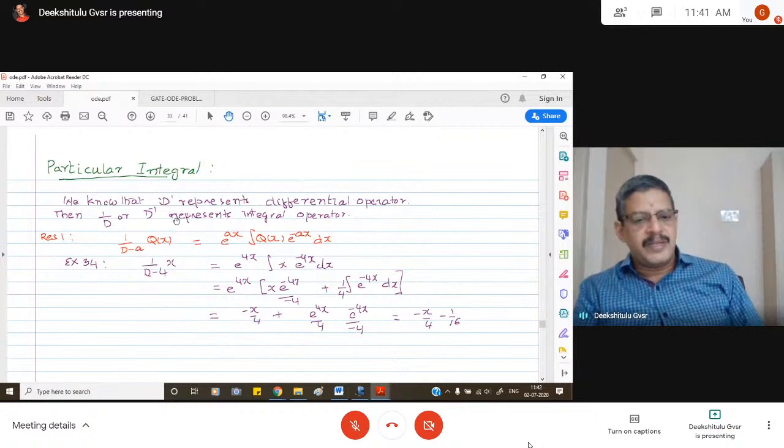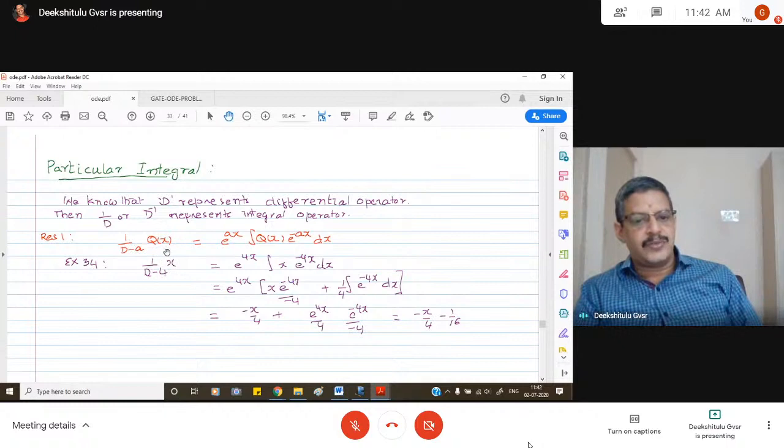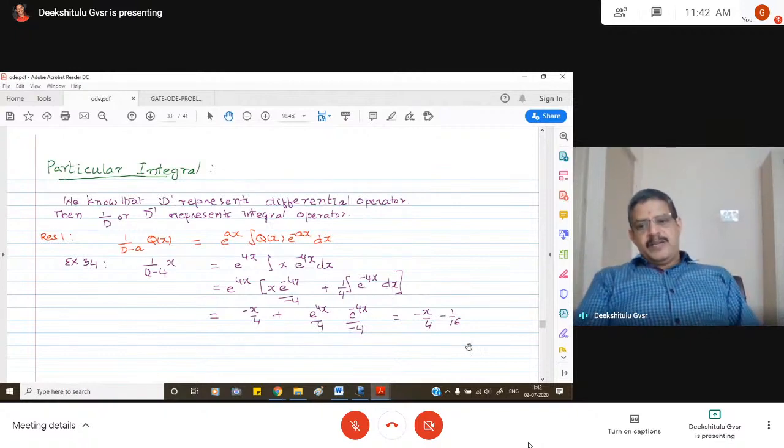So 1 by D minus a of Q of x is equal to e power ax into integral of Q of x e power minus ax dx. Say, for example, 1 by D minus 4 of x. If I take Q of x is equal to x, what happens? Simply a is 4 here. Substitute here: e power 4x integral of x e power minus 4x dx. So e power 4x into x e power minus 4x by minus 4 plus, integrating with uv parts, this is what we get: minus x by 4 minus 1 by 16.